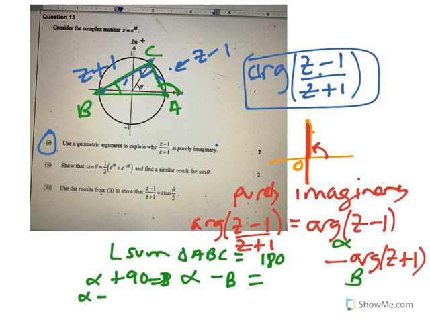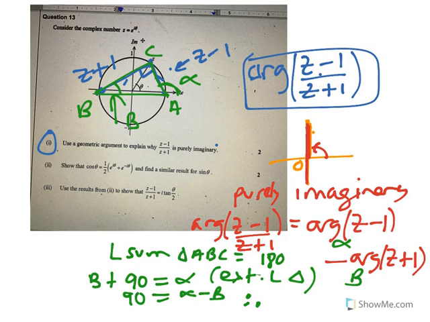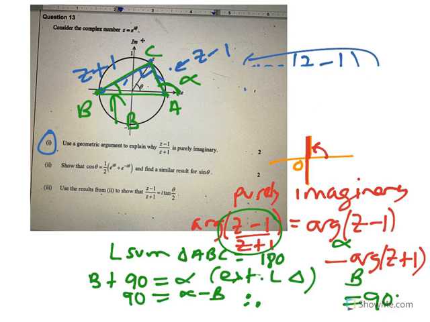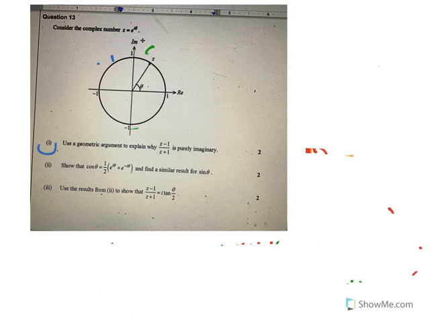So this one in here is alpha, this one here is beta. So beta plus 90 equals alpha, so 90 will equal alpha minus beta. That's because of the exterior angle of a triangle. So therefore, the argument of this will be equal to 90, which makes it purely imaginary because it will lie on the y-axis.